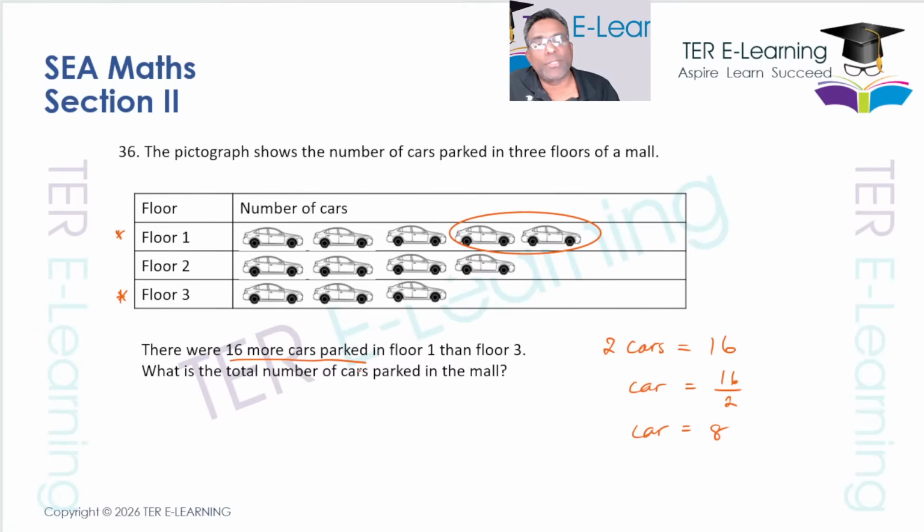So if I want to work out the total number of cars parked in the mall, I just look at the pictograph and add 1, 2, 3, 4, 5, 6, 7, 8, 9, 10, 11, 12. So we're going to say 12 multiplied by 8, because that's the value of 1 car, and you get 96 cars in total. That's the number of cars parked in this mall right now.